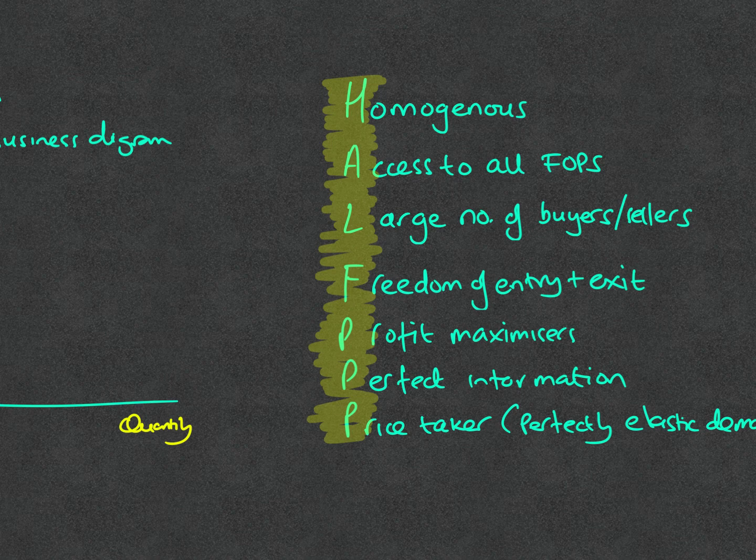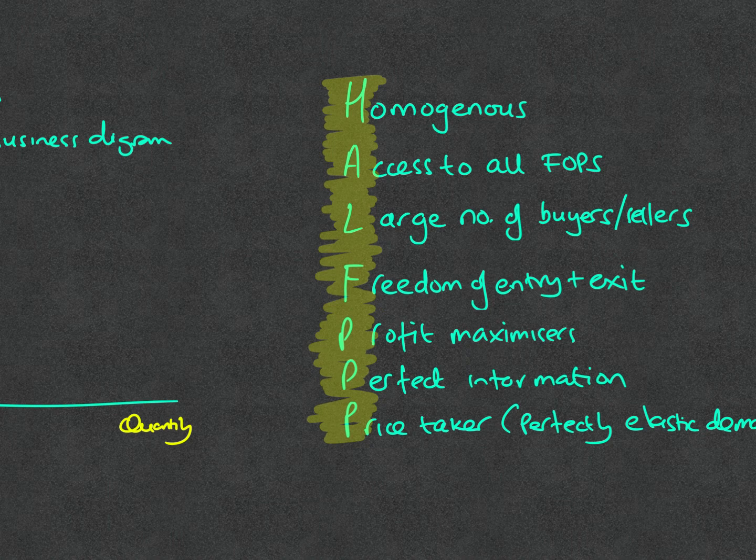A stands for access to all factors of production, which essentially means that all firms have equal access to factors of production. No one has an advantage over each other, and therefore all firms are on a level playing field when accessing resources. This is important because if one firm had more access or had less access, clearly they would be at an advantage or disadvantage depending on what they had. And therefore that doesn't make that perfect competition.